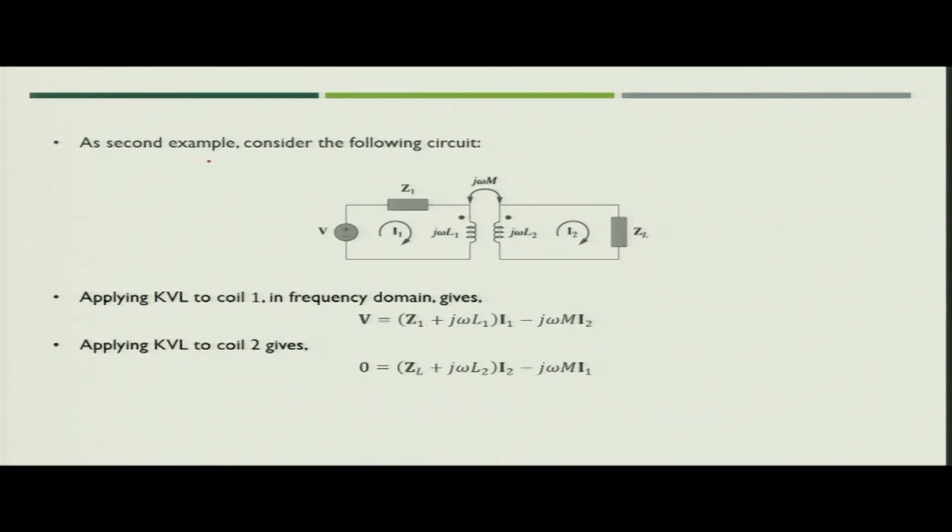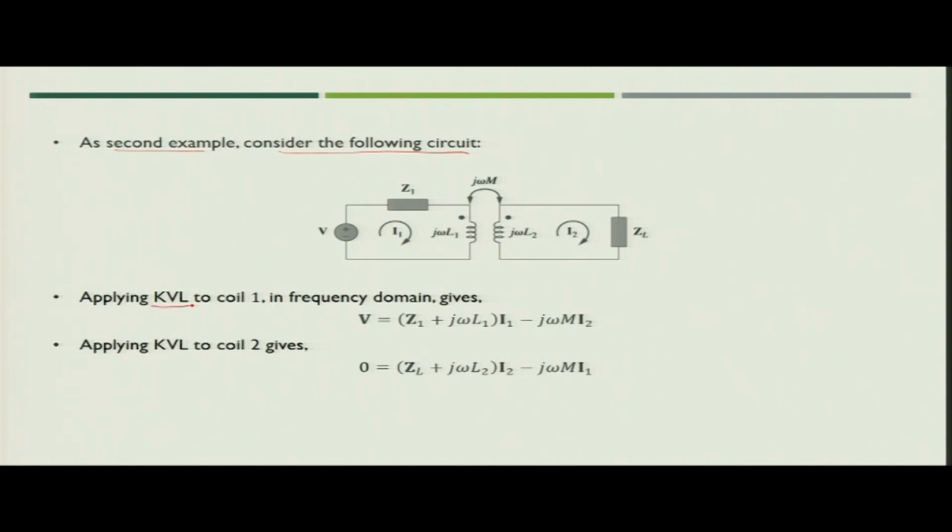Now, let us take another example where we consider the circuit as shown in the figure. Here, in the first part of the circuit we have voltage V connected, while in the second part we have a load ZL connected. So, how will we write the loop equations for both of the legs?